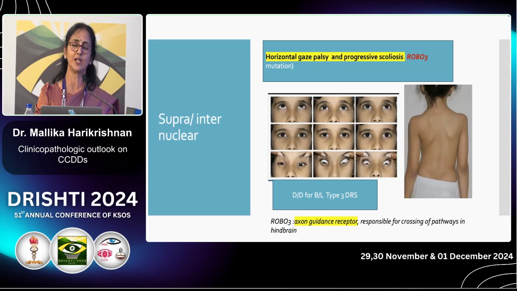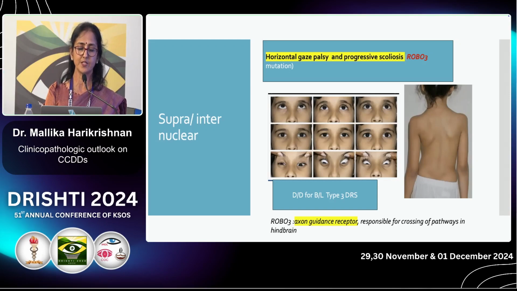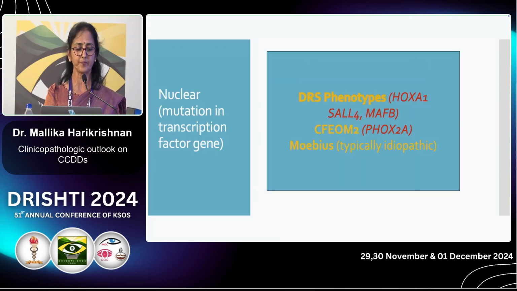The one and only example of a supranuclear or internuclear problem is horizontal gaze palsy with progressive scoliosis. It is due to ROBO3 mutation. ROBO3 is an axon guidance receptor responsible for crossing of pathways in the hindbrain. So this is a differential diagnosis for bilateral type 3 DRS.